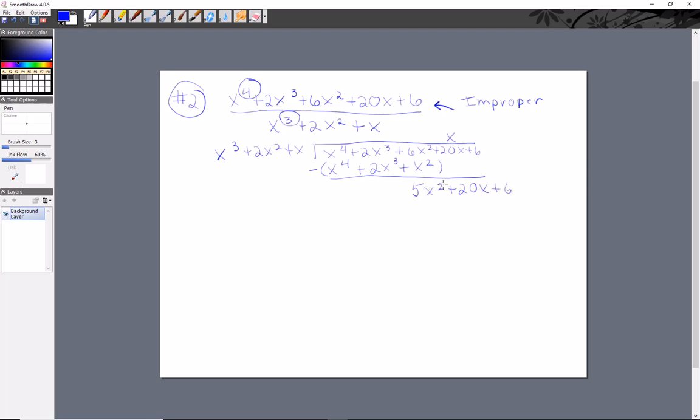And already your degree now is below your degree 3. So how we're going to write that is with the original quotient, x, plus the remainder. That'll be 5x squared plus 20x plus 6 over x to the 3rd plus 2x squared plus x.